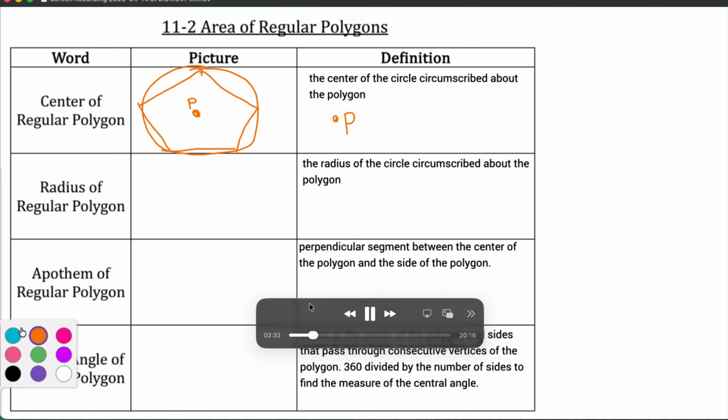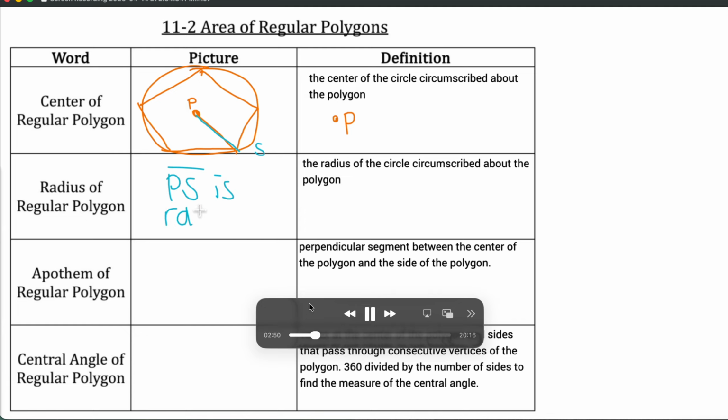The next thing we have is the radius of a regular polygon. It can still be the radius of a circle. Essentially, we're going from the center of the circle to the edge of the circle, which would also be, in this case, the corner of the pentagon. We'll name that point S, so we can say that segment PS is the radius.